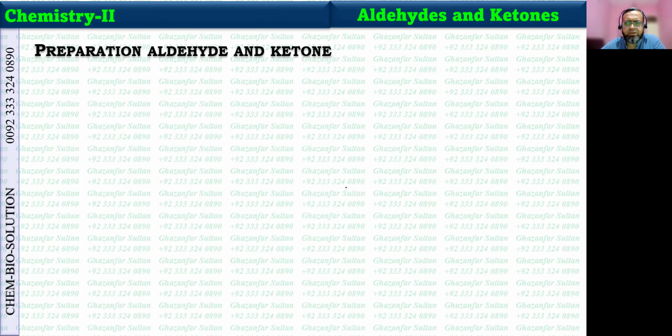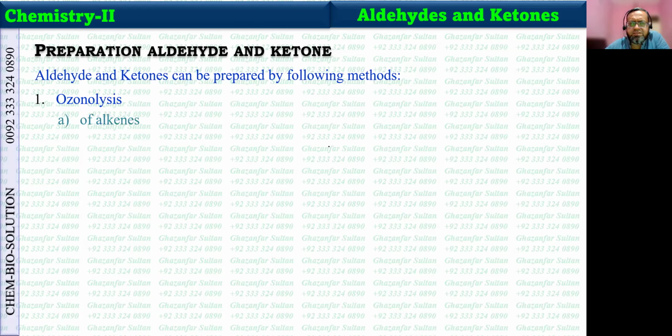Preparation of aldehydes and ketones. As both of them are carbonyl compounds, most of the methods for their preparation are the same. But as they are not 100% the same, some of the methods of preparation are different, as they belong to different homologous series. So it is not necessary to have all the methods of preparation the same.